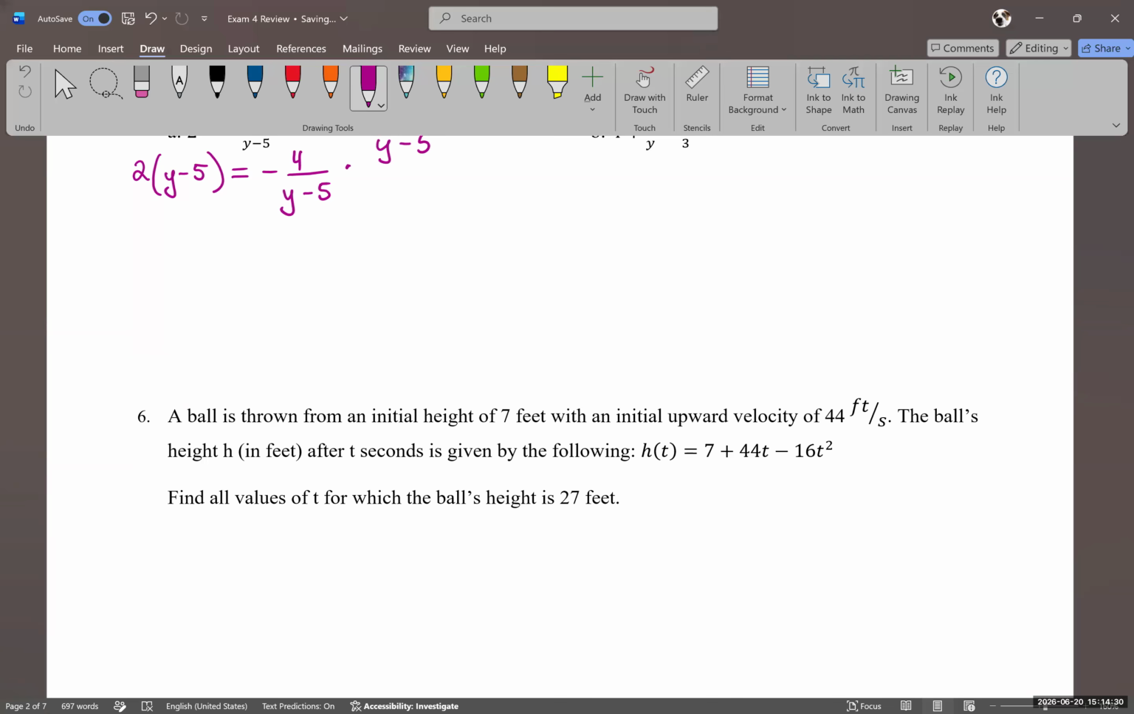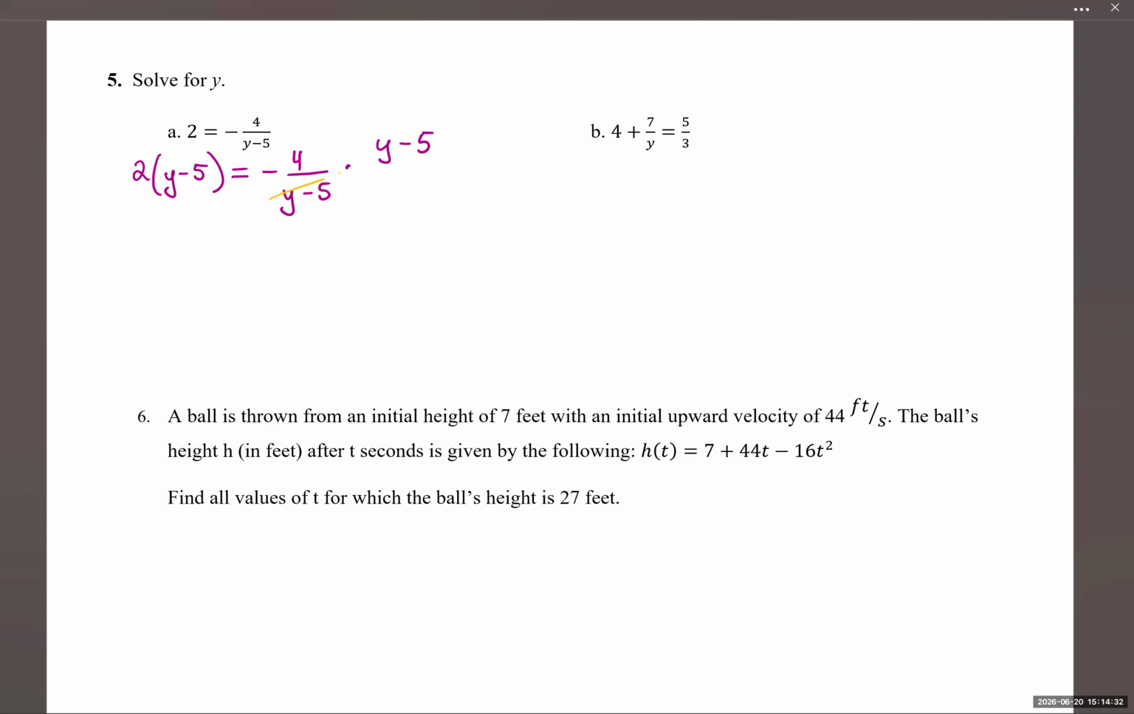Now on the right-hand side, y minus 5 on the bottom and y minus 5 on the top will cancel out. So now you have 2 times y minus 5 equals -4. Open up the parentheses, 2y minus 10 equals -4. Add 10 to both sides, 2y equals 6, and then divide by 2. Y equals 6 divided by 2, or just 3.